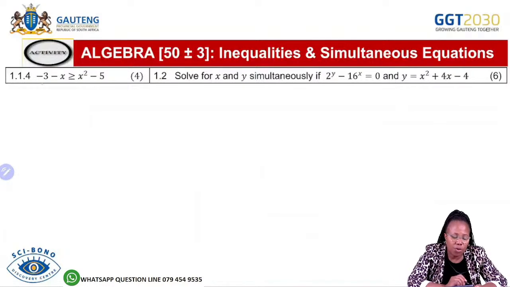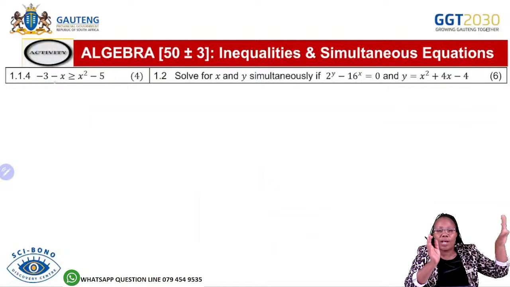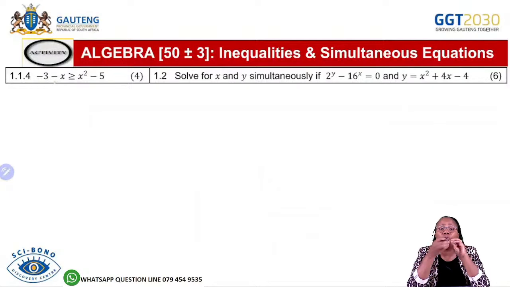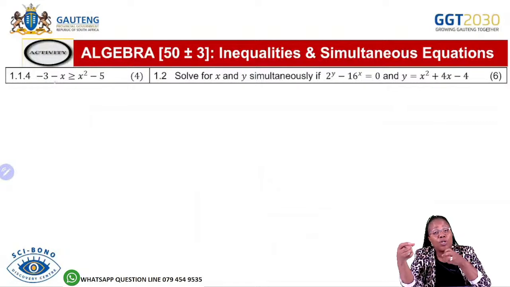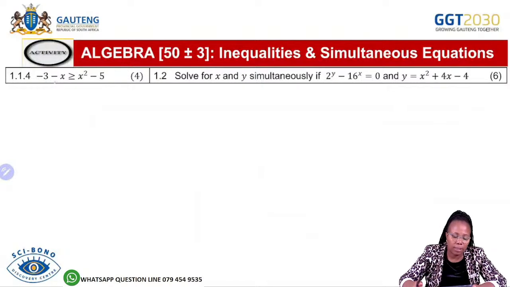Now here we have an inequality, 1.1.4. Minus 3 minus x is greater and equal to x squared minus 5. With the inequality, the best way, grade 12, is to take everything to the left and have a 0 on your right hand side in order to be able to see whether you are multiplying by a negative throughout, which is going to affect your inequality. Remember, when you are multiplying with a negative or dividing with a negative, the inequality sign will change. If it is greater than, it will be less than. The negative multiplication or division is having an impact on your inequality sign.